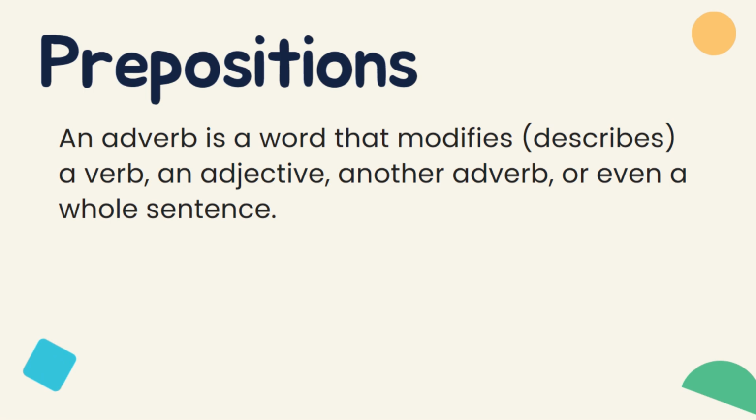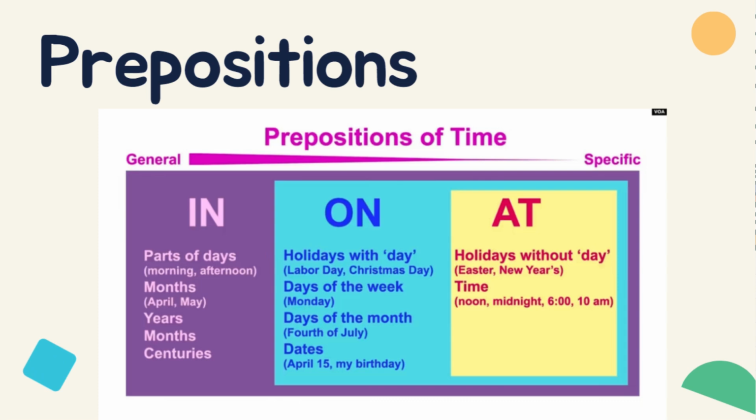And for the preposition of time, the word in is being used for a word like morning, parts of days, which is the morning, afternoon, and the evening, and also for the months, which is April, May, June, July, and so on and so forth. And some example is I will go to school in the morning. So the word in is the preposition of time as parts of days.